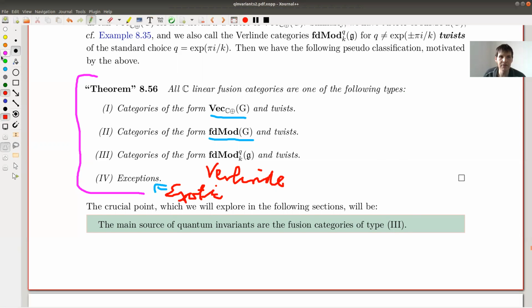And the point that I will make in the next 2 lectures is exactly this one. The Verlinde categories, the fusion categories of type 3 in this case, are the main source of quantum invariants. So I need to construct them in particular, and you will see why they are the main source of quantum invariants in the next lecture.